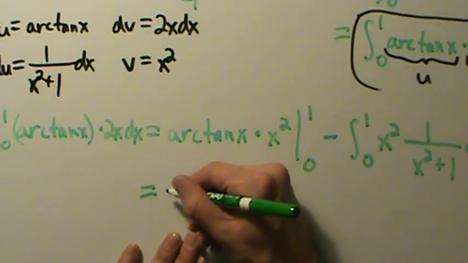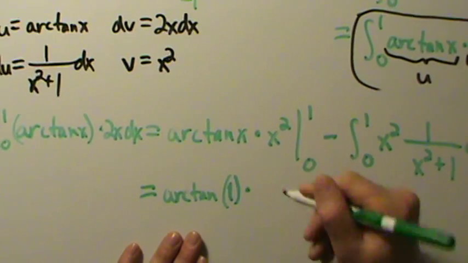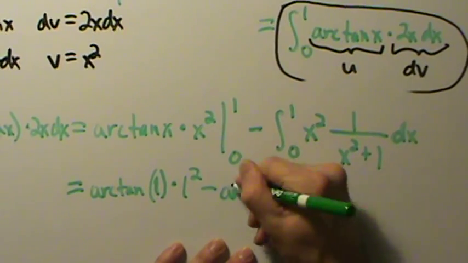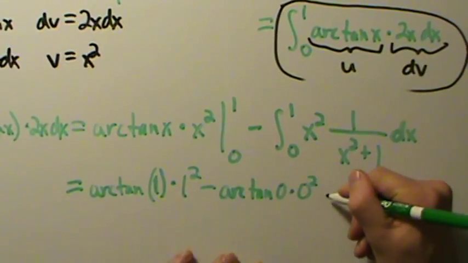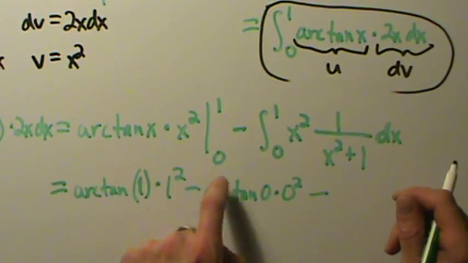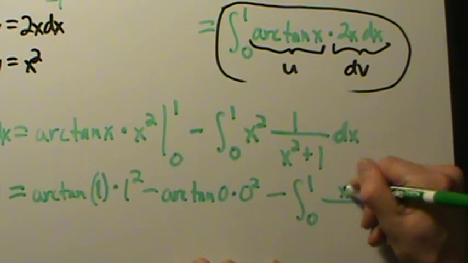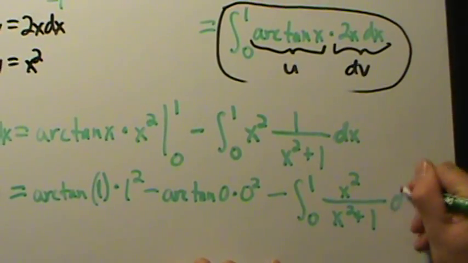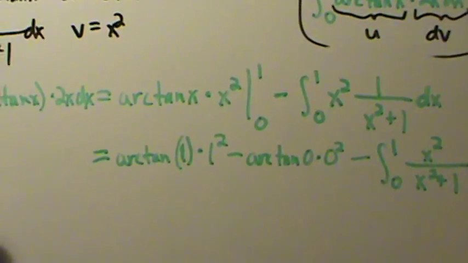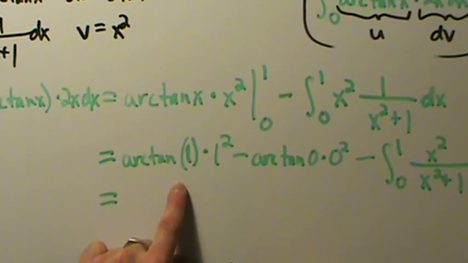So this is going to be inverse tangent of 1, so arctan of 1 times 1 squared, minus arctan of 0 times 0 squared. Evaluate at the top minus evaluate at the bottom. And then minus the integral from 0 to 1 of x squared on top divided by x squared plus 1, dx. Let's simplify this stuff. What is the inverse tangent of 1? In other words, the tangent of what is 1? The inverse tangent of 1 is pi over 4.